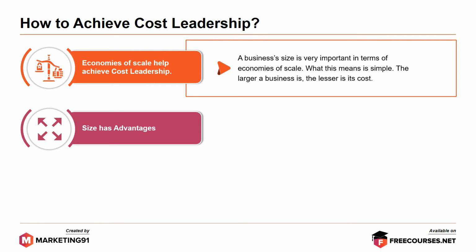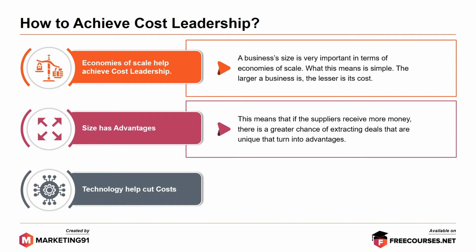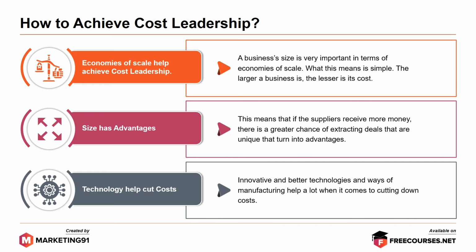Next, size is advantages. Higher purchasing power is a result of having a large size. This means that if suppliers receive more money, there is a greater chance of extracting deals that are unique that turn into advantages. Next, technology helps cut cost. Innovative and better technologies and ways of manufacturing help a lot when it comes to cutting down cost. This means better the technology that is used by a firm, higher is the possibility of being a cost leader in the long run.